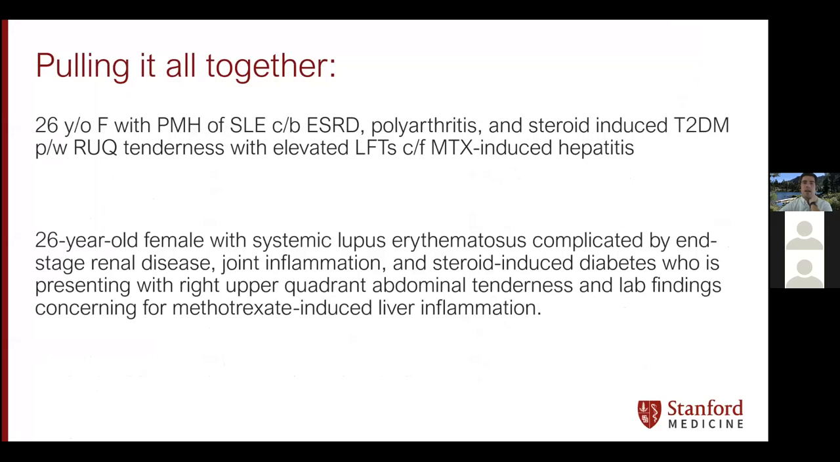So the simplified version I gave, and most of you guys were absolutely right with this: 26-year-old female with systemic lupus erythematosus, which is an autoimmune condition, complicated by end-stage renal disease. End-stage renal disease is when your kidneys really don't function anymore and you require hemodialysis, joint inflammation, polyarthritis, and then steroid-induced diabetes, coming in with right upper quadrant abdominal tenderness and lab findings concerning for methotrexate-induced liver inflammation. So that's my simplified take on it.